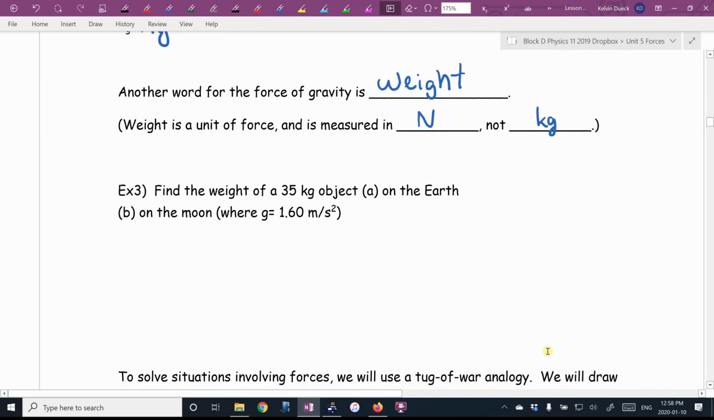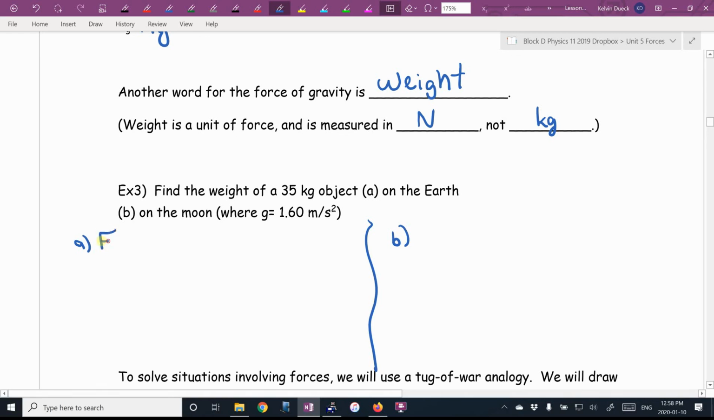Example 3 says, find the weight of a 35 kilogram object A on the Earth and B on the moon. You know what? Let's go like this. A right there. Let's draw a line down the middle, and let's put B right there. What does this want me to find? Armand, what does this want me to find? You said the word "the," spoiling my punchline. You're correct. If you had just said weight, I was going to say no no. Yeah, it wants me to find the weight, the force of gravity.